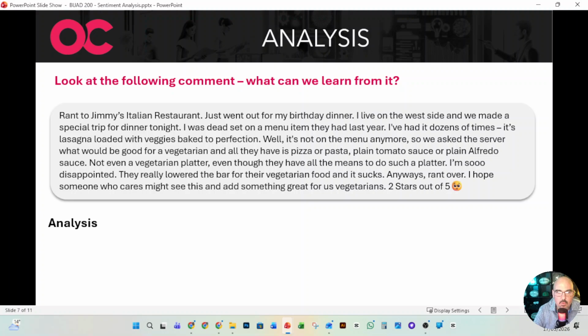So we asked the server what would be good for a vegetarian, and all they have is pizza and pasta, plain tomato sauce, or plain Alfredo sauce. Not even a vegetarian platter, even though they have all the means to do such a platter. I'm so disappointed. They really lowered the bar for their vegetarian food, and it sucks. Anyways, rant over. I hope someone who cares might see this and add something great for us vegetarians. 2 stars out of 5. Sad face. Or that is the koi face. Not quite sure what that emoji is.